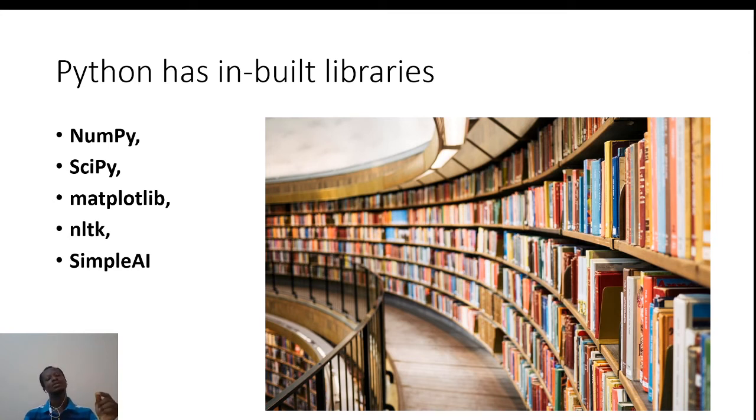All right, so now the built-in libraries, let's look at them. We have NumPy, SciPy, Matplotlib, NLTK, Simple AI. When we talk about libraries, we're talking about object libraries. In other words, they are pre-built, pre-written scripts that can be used to achieve tasks. For example, we don't have to write an algorithm to find the mean or the standard deviation of a set of numbers. All that can be hidden in the library.